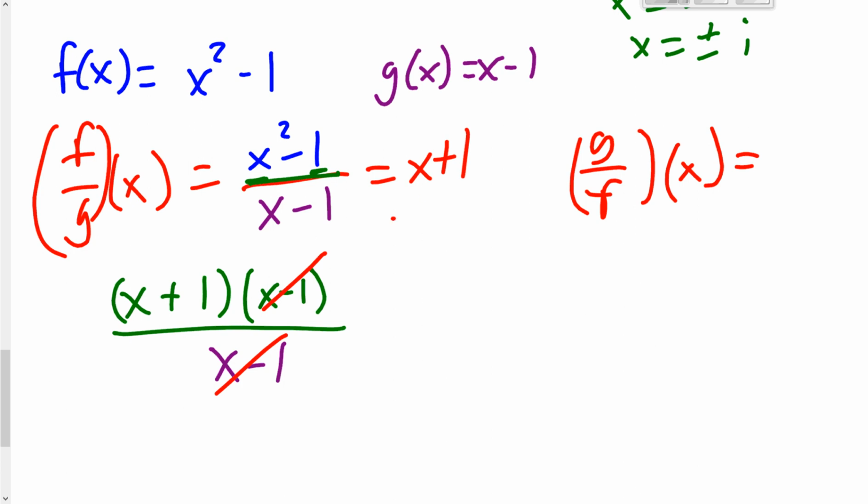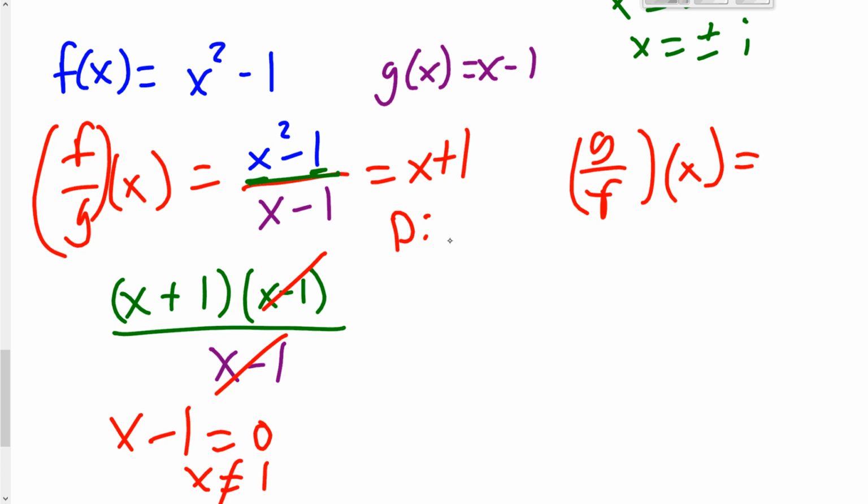But our domain, since we canceled these out, that means we're going to have a hole. So we have a hole at this factor. So again, when we're trying to find our domain, we set our denominator equal to 0. Solve for x, so x equals 1. So we can't have our denominator be 0. Even though these cancel out, what we're going to have on our graph is a hole, an open circle there. So we do have to state that in our domain, because x cannot be 1.